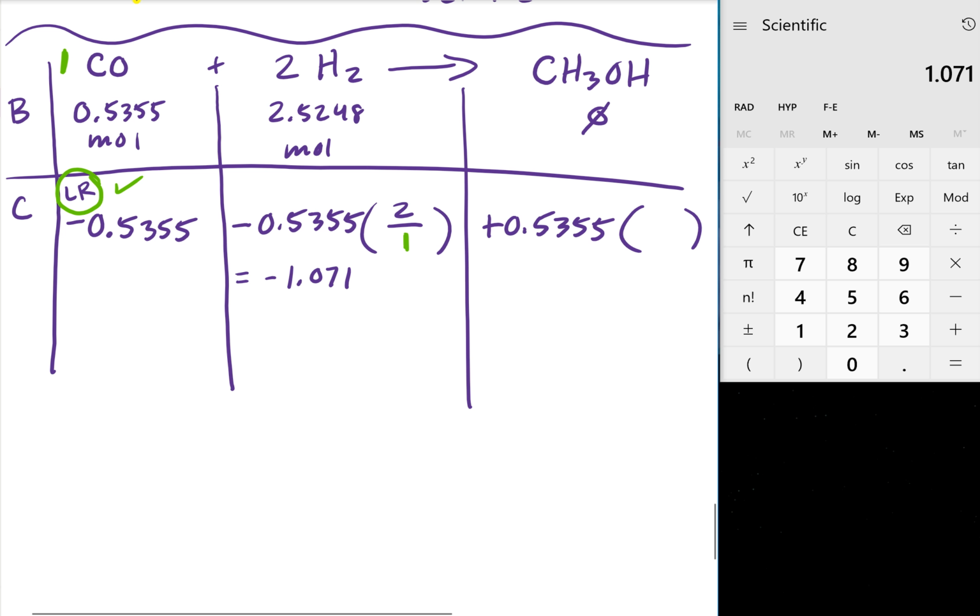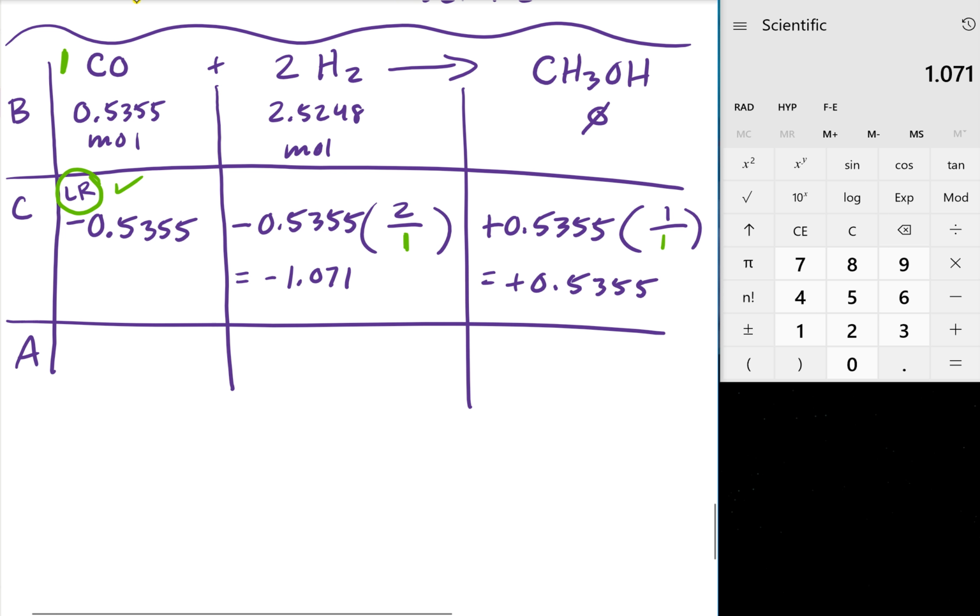Now for the product, its coefficient is 1. And again, the coefficient of your limiting CO is 1. And this is going to be 0.5355. So for your after row, you're going to take the before and combine it with the change. So carbon monoxide ends up being 0 at the end, and that's what we expect. It should be 0 because we said it was our limiting reactant.